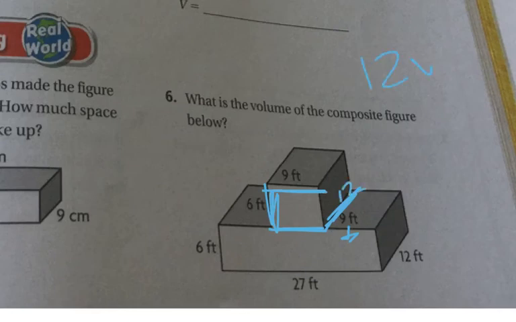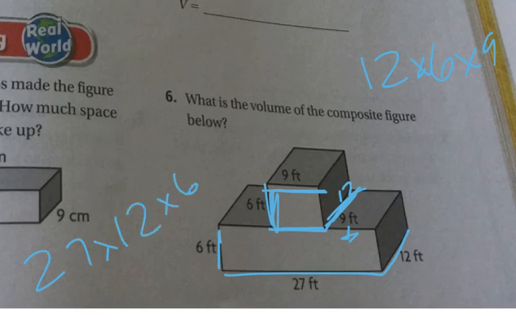So 12 times 6 times 9. And this shape here is going to be 27 by 12 by 6. I'm confused why that 9 is there. I don't think we need it. So that would be 27 by 12 by 6. Okay, so let's go with that.